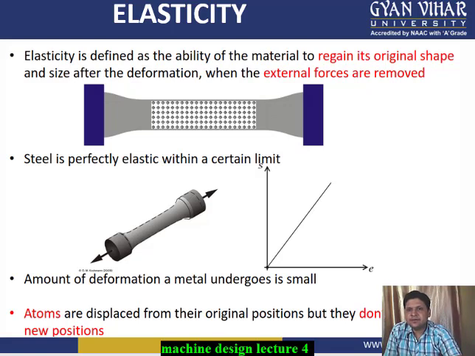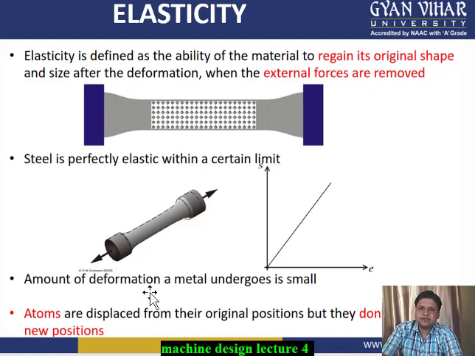First is elasticity. We have discussed this elasticity point. Elasticity is the ability of a material to regain its original shape and size after the deformation when the external forces are removed. Steel is perfectly elastic within a certain limit.